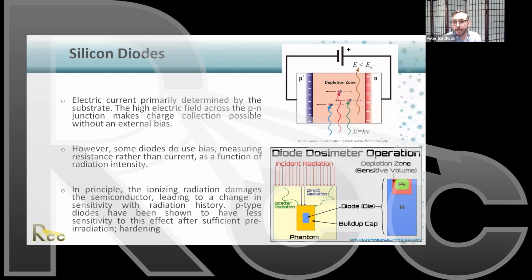In principle, it's also important to note that because you're ionizing things, you're knocking out electrons, and then they're recombining, you're damaging the semiconductor, so that gives it a lifetime. Unless it's been hardened ahead of time, which a lot of p-types are, you get a drifting response over time. It's just important to know what you're working with and know that the response you're getting may change over time with use.